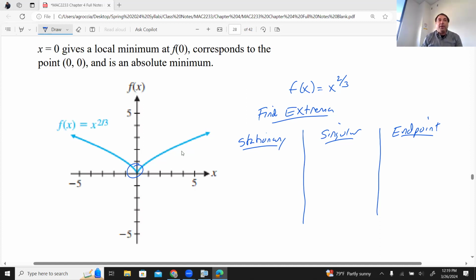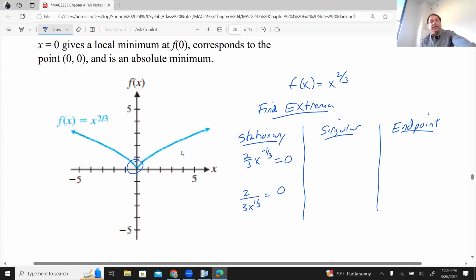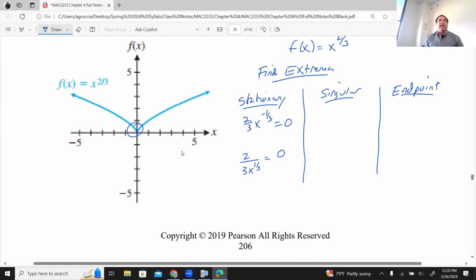Now, stationary is probably where many of you are stuck. If you take the derivative, you get 2/3 x to the negative 1/3. You set it equal to 0, and you're like, what do I do now? Well, what I always suggest is anytime you have a negative exponent, move it to the bottom, make it a positive exponent, and then you're still stuck. This algebra is going to show up several times.